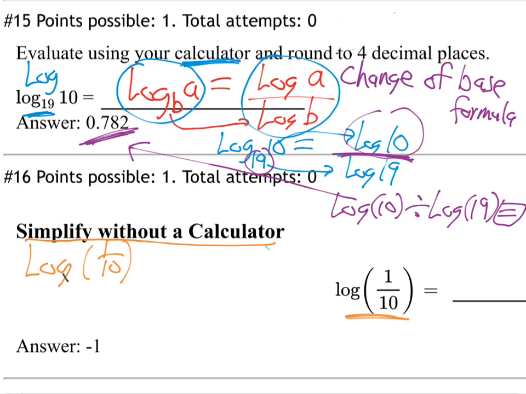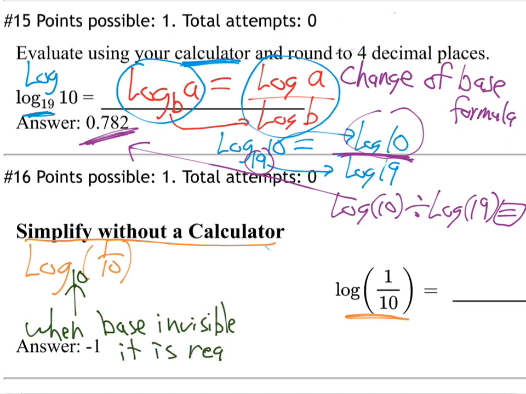First off, notice there's no base showing there. Do you see how this log is missing its base? What is the base when it's invisible? What's the understood invisible base? 10, right? If there's no base showing, it's always 10. When the base is invisible, it is really 10. Remember, that's the understood invisible base. Okay, great. So what? Well, then this is log base 10.